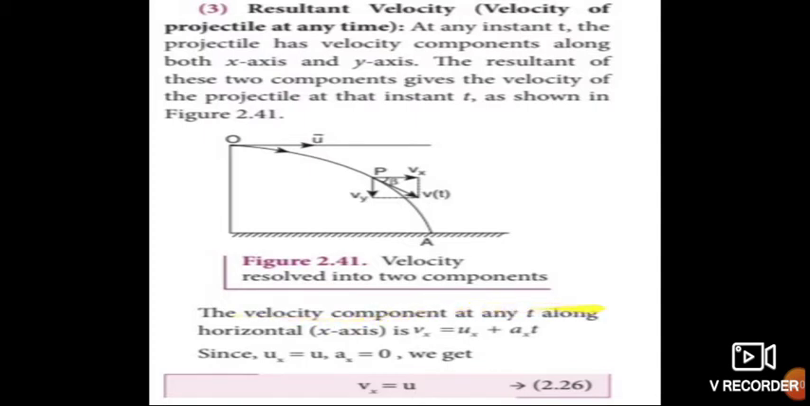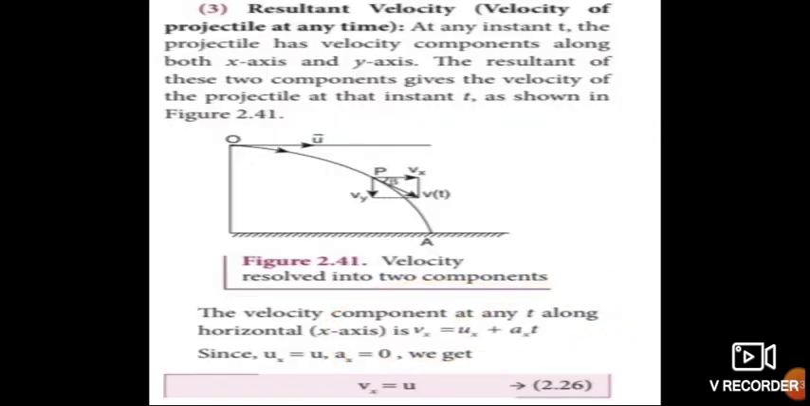So the velocity component at a time t along the horizontal x-axis is calculated by using the formula vx is equal to ux plus axt. This is the general formula to calculate the velocity. Since ux is equal to u, and there is no acceleration along the x-axis, so a is equal to 0. Substituting in this equation, we get vx is equal to u. It comes from the kinetic equation v is equal to u plus at.